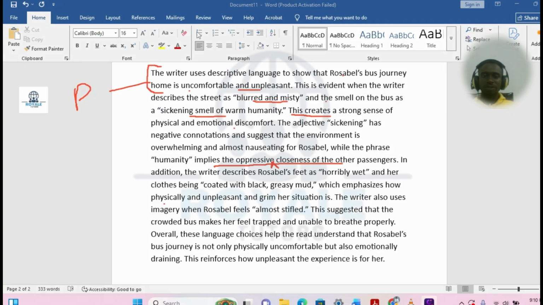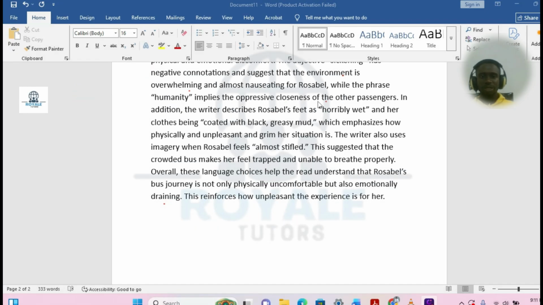This is also another point that we have here. So now, in addition, we're bringing up another point. The writer describes Roosevelt's feet as horribly wet. This is still talking about the fact that Roosevelt's bus journey home is uncomfortable, and her clothes being coated with black, greasy mud emphasizes how physically unpleasant and grim her situation is.